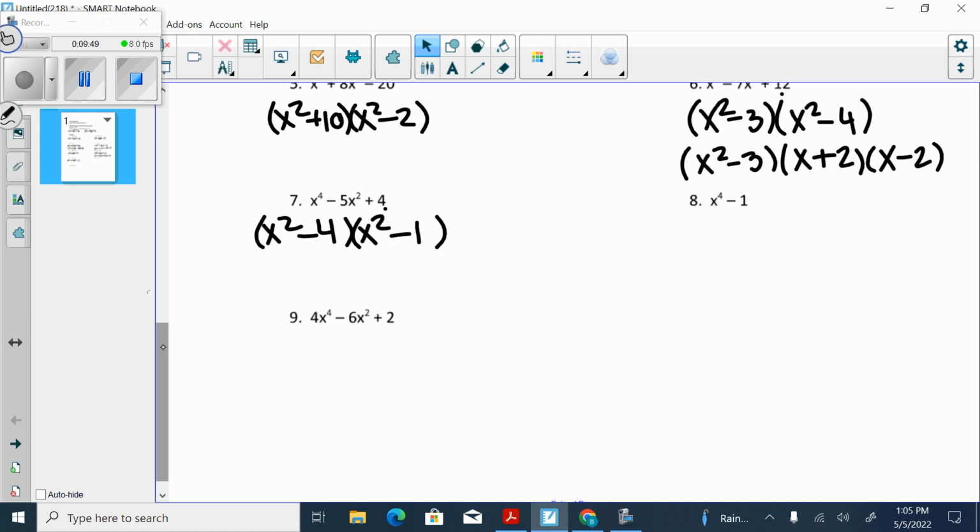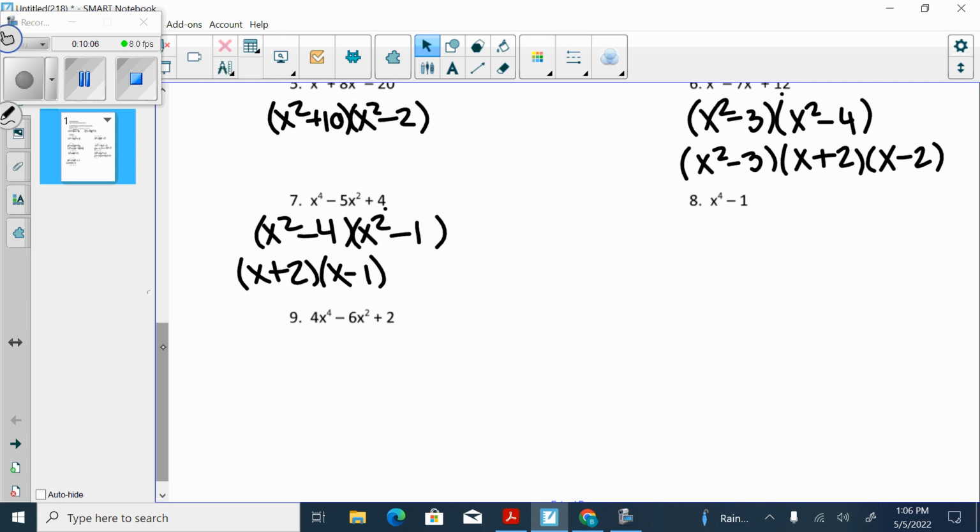Okay. Can we factor x squared minus 4 any further? Yes. Yes, right, we've already done it once, right? So we've got, what? What are my factors? Plus 2 minus 2. Right, x plus 2 and x minus 2.